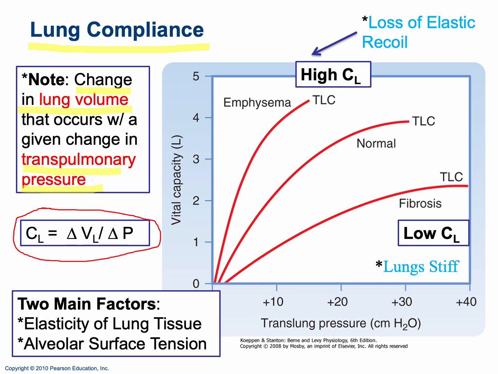So CL right here is referring to lung compliance. And here we have a change in lung volume, and the triangle is referring to change. So delta refers to change, divided by a change in pressure. In this case, referring to the transpulmonary pressure, and that is a difference of the intrapulmonary pressure minus the intrapleural pressure.